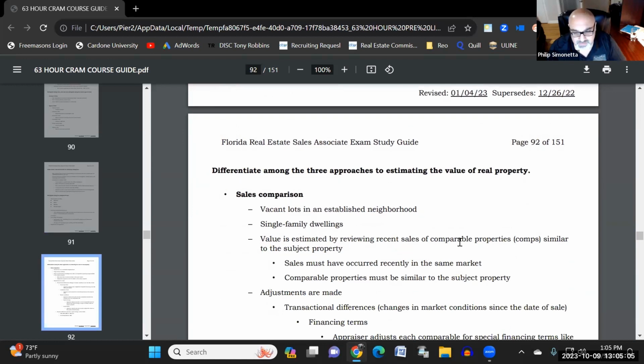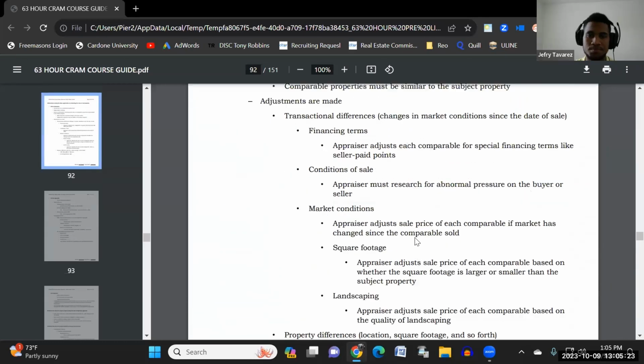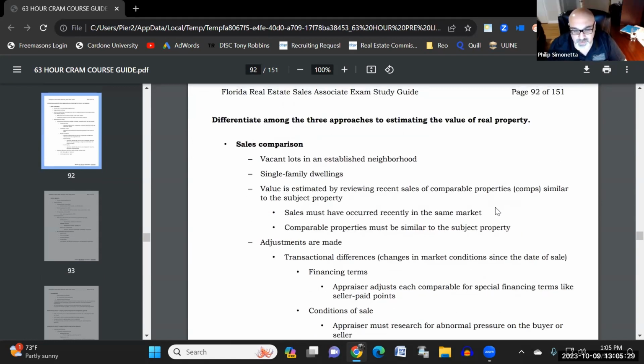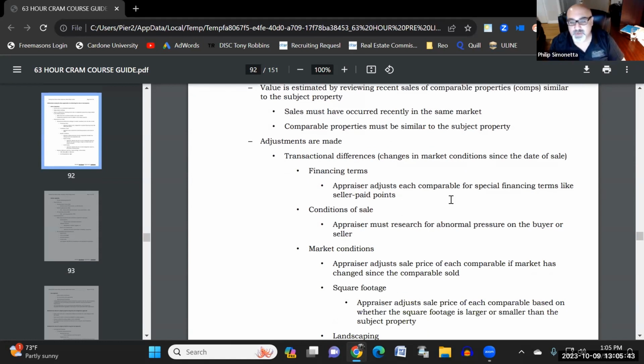And then you have sales comparison. Before we go to sales comparison, we have to be able to differentiate among the three approaches to estimating the value of property, right? So remember we went over the different approaches: sales, income, and cost approach. Yep. So sales comparison, vacant. This could be vacant lots in an established neighborhood, single-family dwellings. Value is estimated by reviewing recent sales of comparable properties, called comps, that are similar to the subject property. Sales must have occurred recently in the same market. Comparable properties must be similar to the subject property, and adjustments are made.